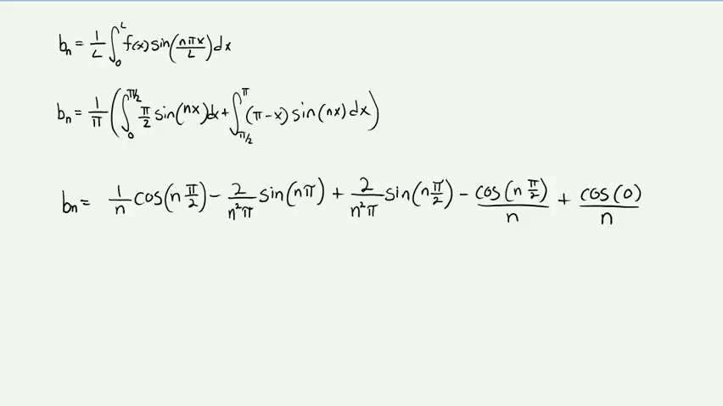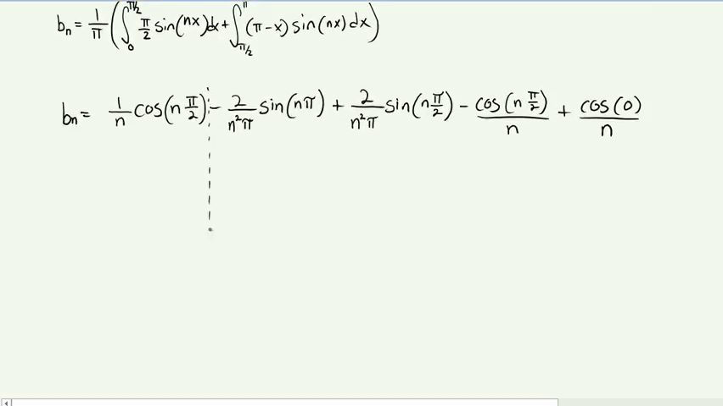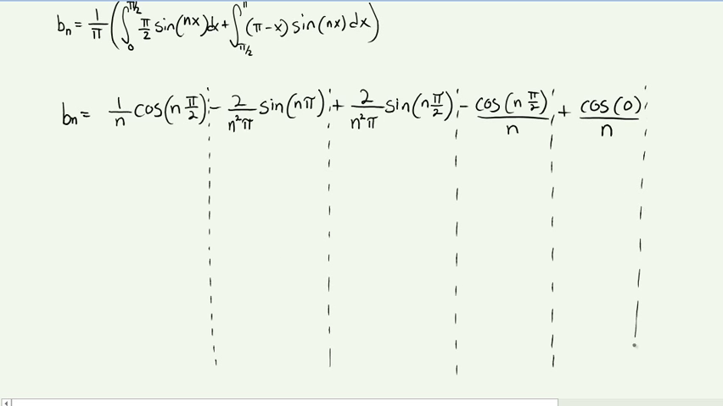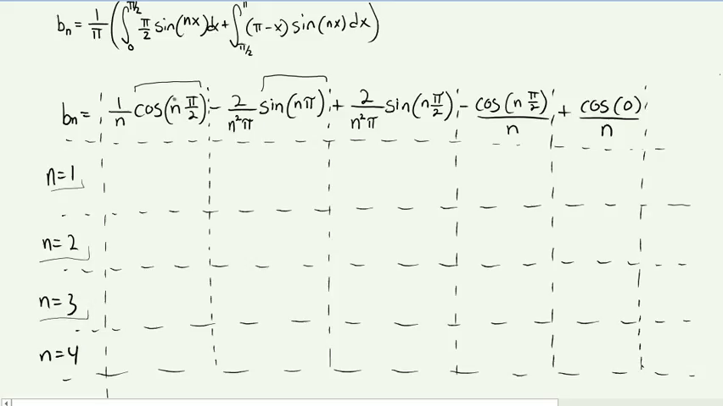Alright, the next thing we're going to do is make a table. So the idea here is that we evaluate each one of these different terms separately. Okay, so the idea here is we're going to evaluate only the trigonometric terms, sine and cosine, for these n values, and we're going to see how these n values will change the coefficient out in front of the trigonometric term.